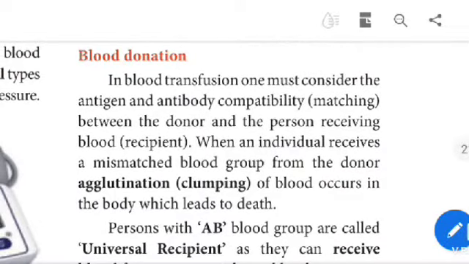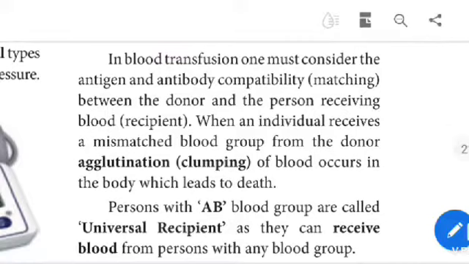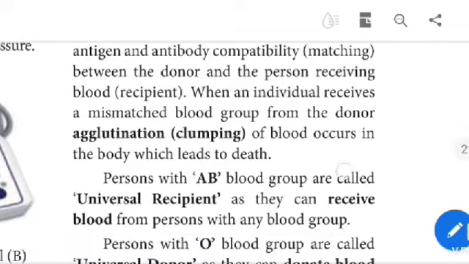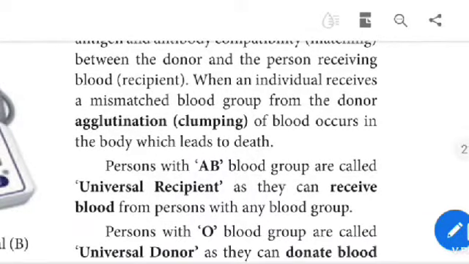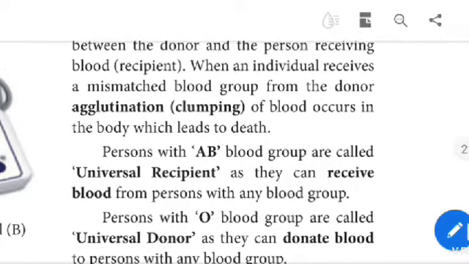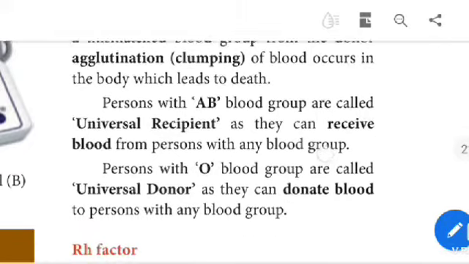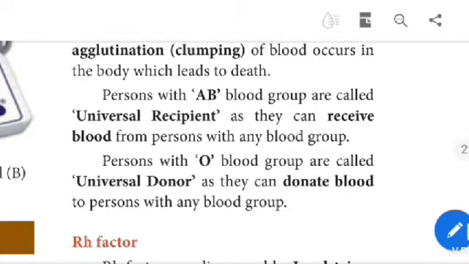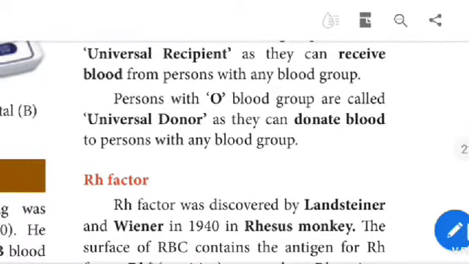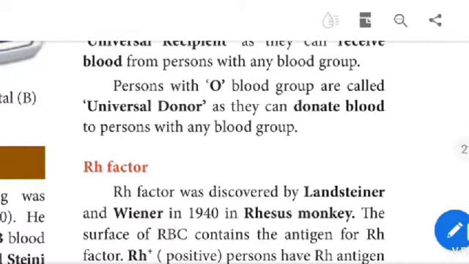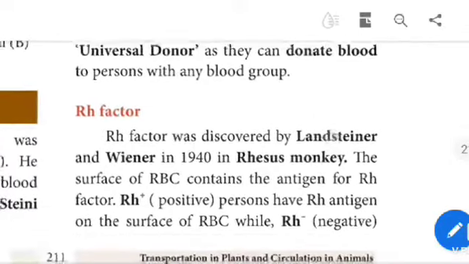Blood donation. In blood transfusion, one must consider the antigen-antibody compatibility between the donor and the person receiving blood. When an individual receives mismatched blood from the donor, agglutination of blood occurs in the body, which can lead to death. A person with AB blood group is called a universal recipient as they can receive blood from a person with any blood group. A person with O blood group is called a universal donor as they can donate blood to a person with any blood group.